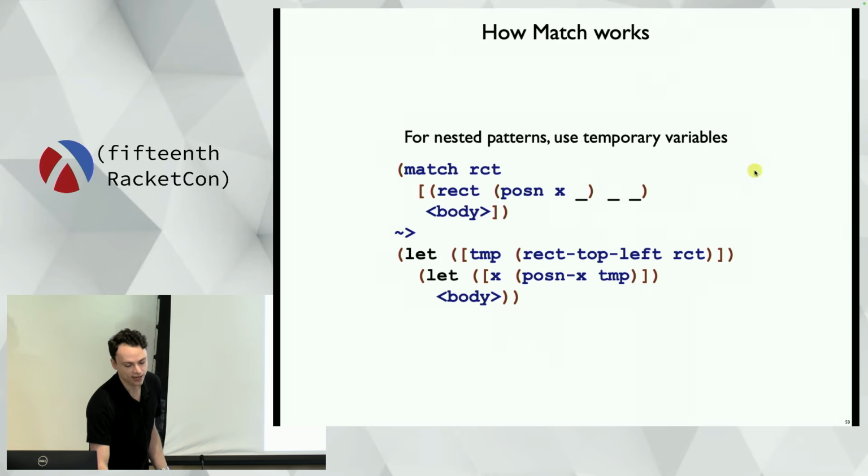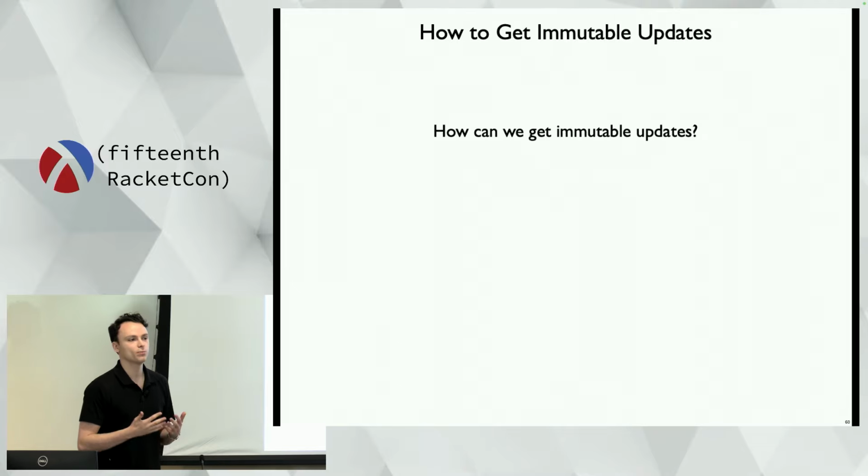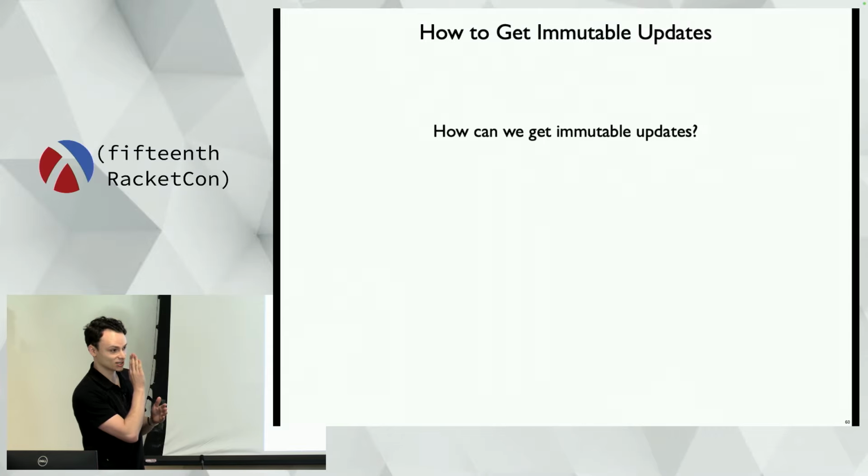And furthermore, if you have a nested pattern, you end up doing a temporary variable, and then you do a field-to-field access. And so there is no connection all the way back up to the posn. There's no way for it to know how x would transform and how that would affect the target value. So how could we possibly get immutable updates the way we want? I'll give you a hint. It has something to do with what I've been talking about for the past 20 minutes.